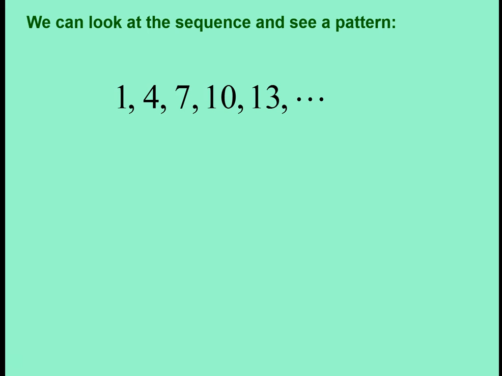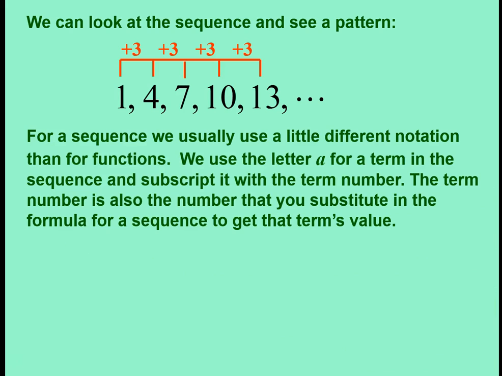We can look at the sequence and see a pattern. This pattern is adding 3 between each number. Now for a sequence we usually use a little different notation than for functions. We use the letter A for a term in the sequence and subscript it with the term number. The term number is also the number that you substitute in the formula for a sequence to get that term's value. This is called an explicit formula.